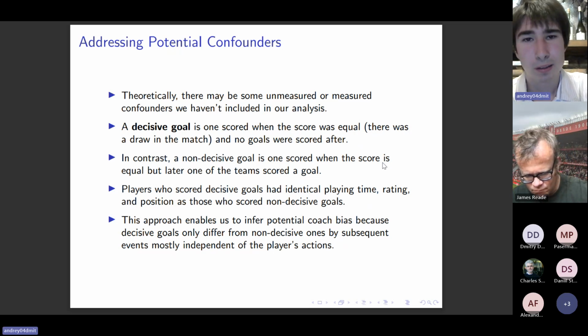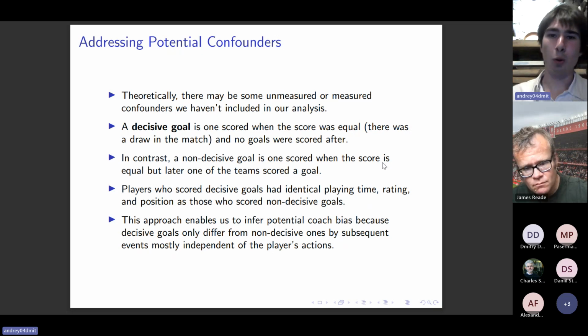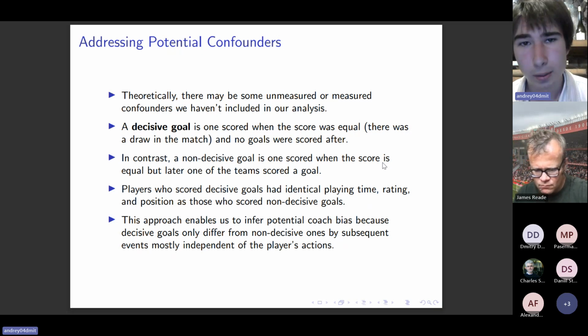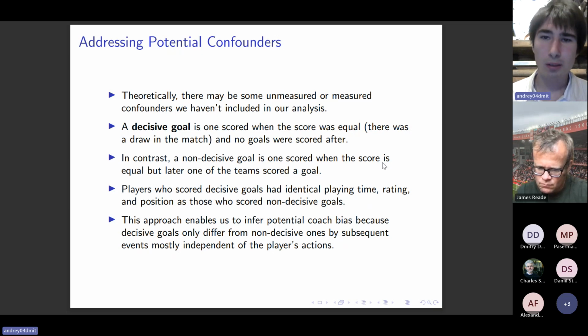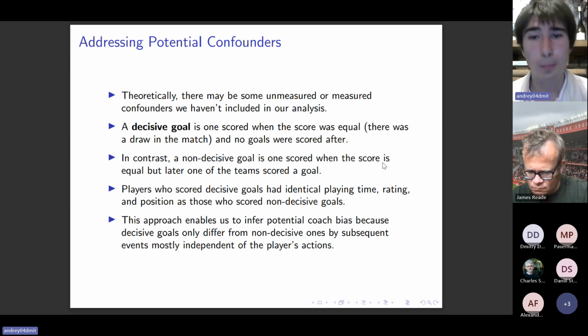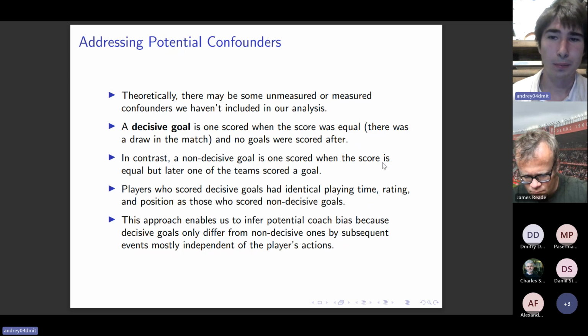What's the definition of a decisive goal? Again, it is a goal scored when the score was equal, there was a draw in the match, and no goals were scored after. In contrast, a non-decisive goal is one scored when the score is equal, but later one of the teams scores a goal.